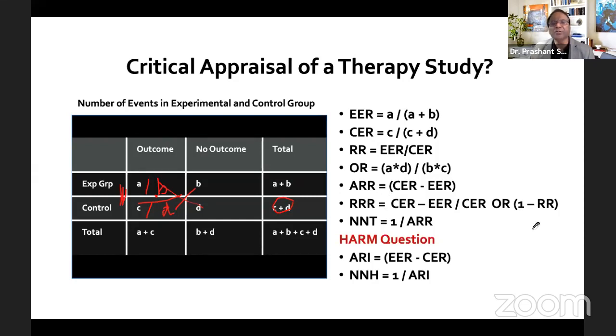And number needed to treat is nothing but a reciprocal of absolute risk reduction. So 1 over absolute risk reduction. For a harm question, we can do the same thing. We can calculate the absolute risk increase by subtracting the events rate in control group from the events rate in experimental group. Whereas it will be reciprocal of ARI to get the number needed to harm.